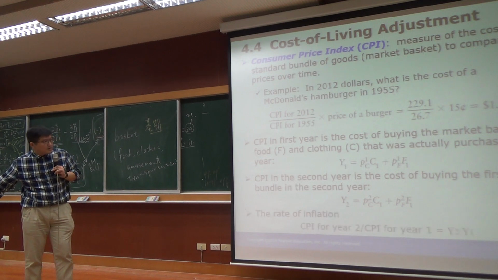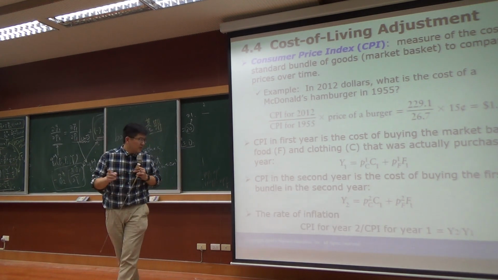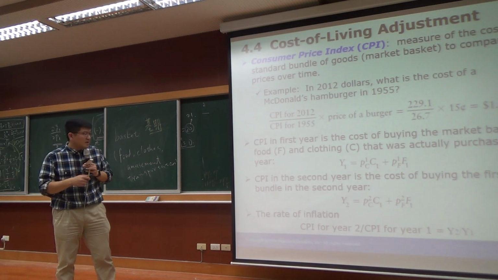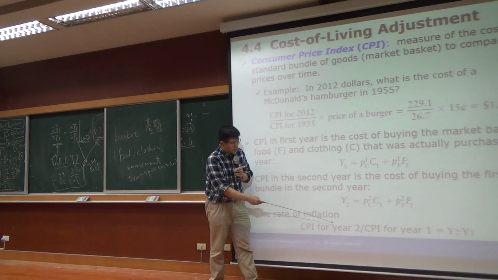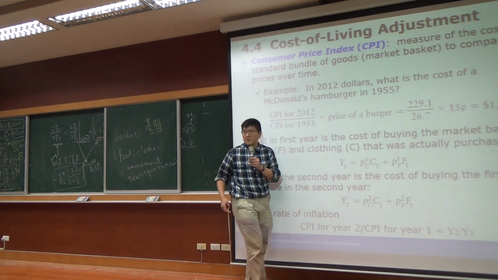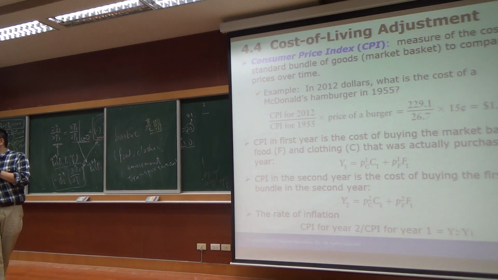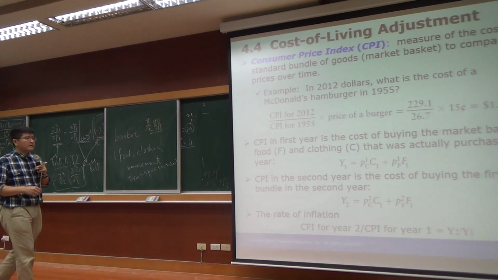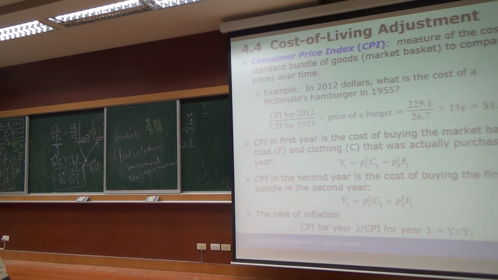So the rate of inflation, I think there may be something wrong on your slide. The numerator should be year 2 and the denominator should be year 1. So Y2 over Y1 would be the rate of inflation, because period 1 is the base period.